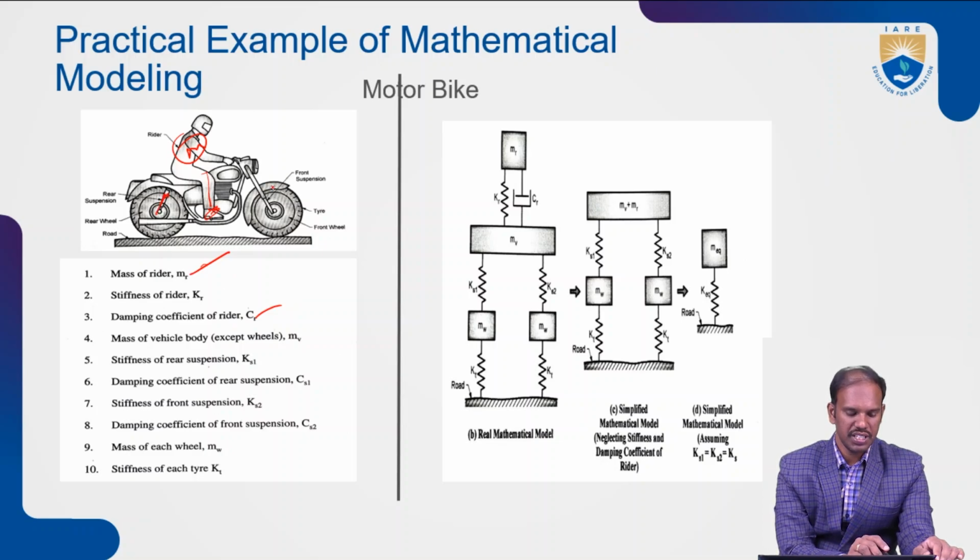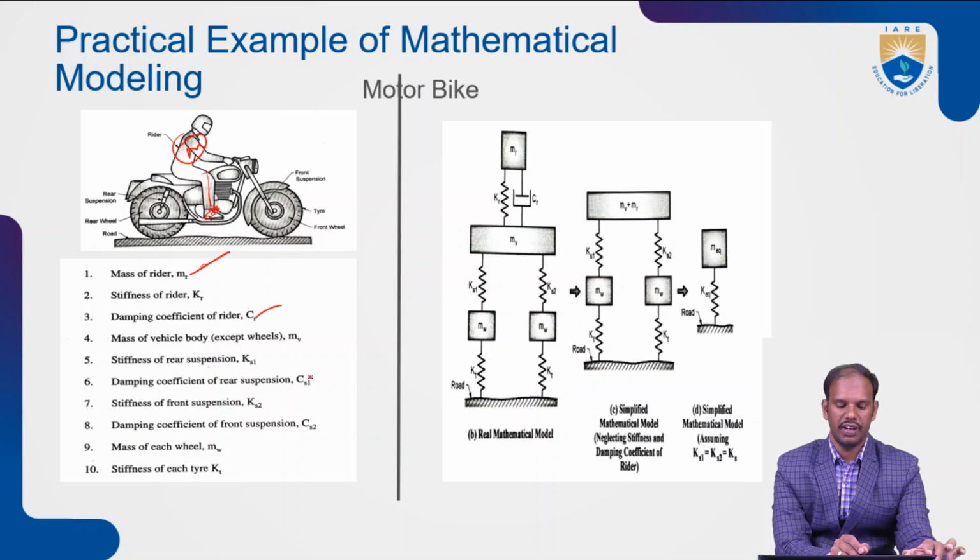Okay, so the mass of the vehicle body except the wheels, we will be writing as MV. And stiffness of the rear suspension, you can take it as the backside tire. We can write it as KS1, KS suffix 1. And damping coefficient of rear suspension 1, we can write in terms of CS1, suspension 1. Okay, CS1. Here it is the rear suspension stiffness and damping.